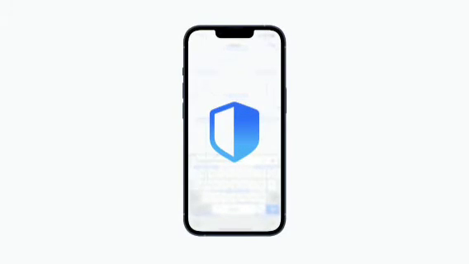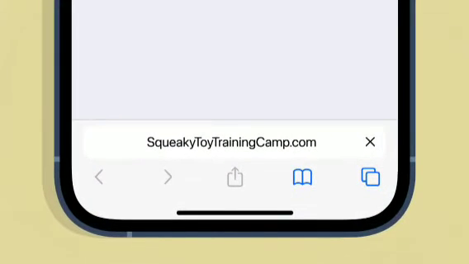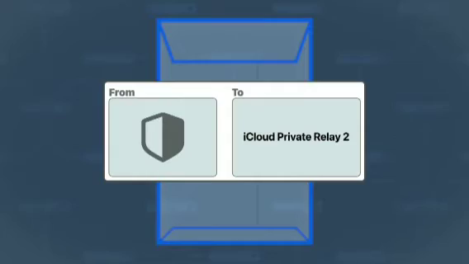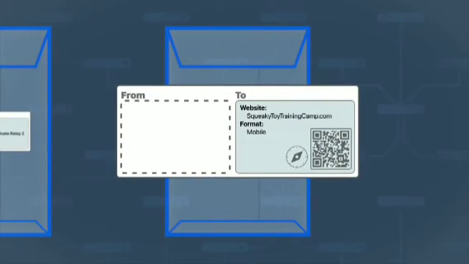Private Relay provides a more private way to browse by separating this information. It uses an innovative internet relay system, which acts as a connector between your device and the website you visit. Your IP address and browsing activity are separated between two different internet relays. The first internet relay only knows your IP address, not the website you want to visit. The second internet relay only knows where you're going, not your original IP address.